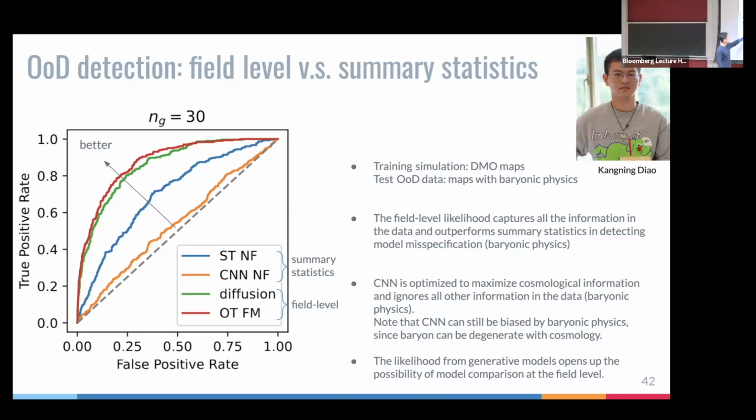Yeah, but this does not mean that CNN is robust to baryonic physics. It can still be biased by the baryonic physics, since we have degeneracies.